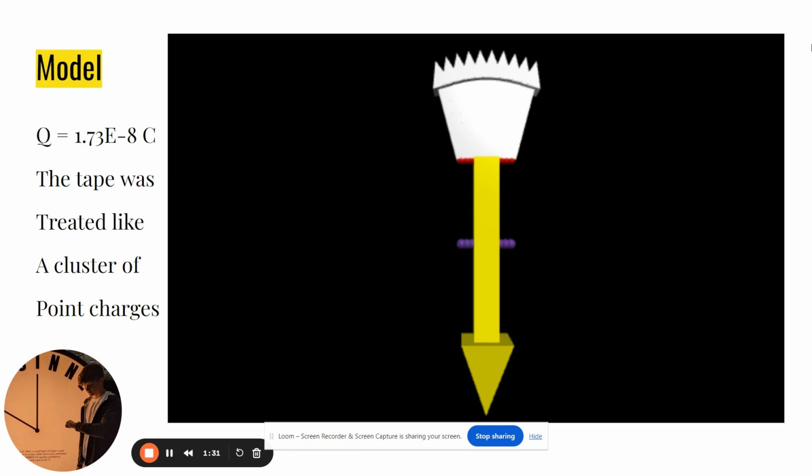Finding the electrical force, which is what our model was programmed to do, and then reworking the equation, you can solve for Q, which would be the charge of the original tape. And I solved that out to be 1.73 times 10 to the negative 8th coulombs. There were some assumptions we had to make when solving for this. In this case, the tape was treated like a cluster of point charges, so that it would be easier to actually find what the charge on the overall tape was.